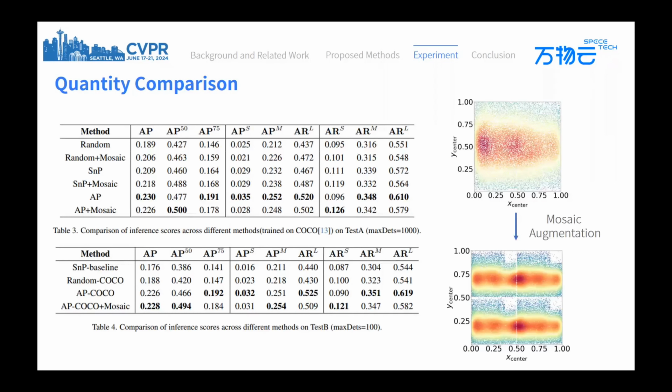We also exploit the quantitative impact of various training methods. Table 3 shows evaluations on test A, which indicates that the mosaic augmentation enhanced performance across most metrics for the random and SMP cases. Table 4 demonstrates that our best model, AP with COCO and mosaic, achieved 0.228 AP score, outperforming others in considerations of AP. The post-augmentation heat map on the right reveals mosaic augmentation significantly expand the diversity of object positions.